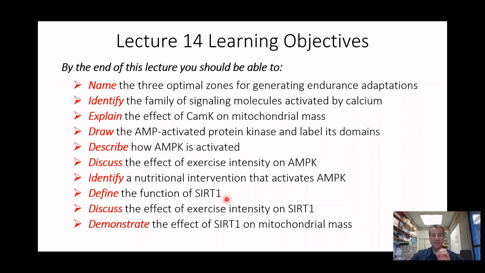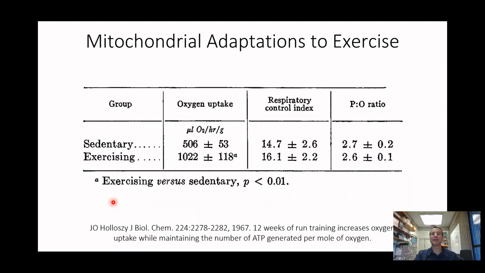Define this protein deacetylase called sirtuin-1 or SIRT1. You should be able to discuss the effect of exercise intensity on SIRT1 activity, and you should be able to demonstrate the effect of SIRT1 on mitochondrial mass. So we talked about the peripheral adaptations.